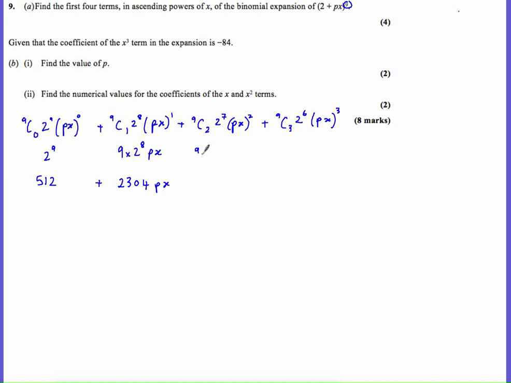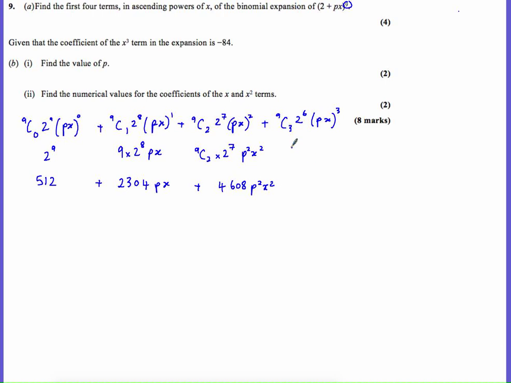So 9 choose 2. I don't know what that is, so I'm going to use my calculator. 9 choose 2 times 2 to the 7, and remember px all squared gives you p squared and x squared, so don't miss those out. So that will give us 4608 p squared x squared.